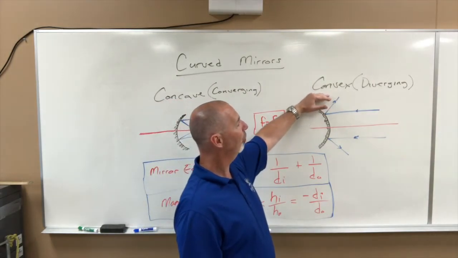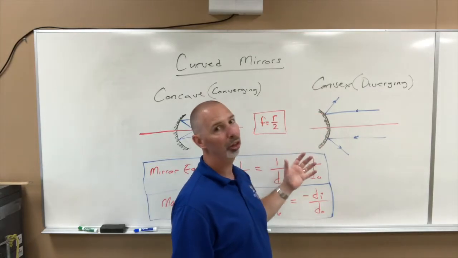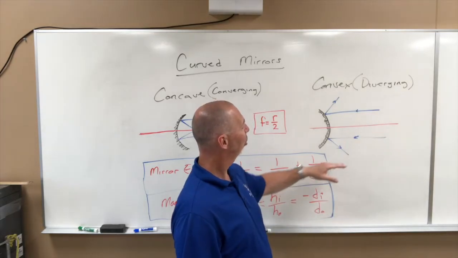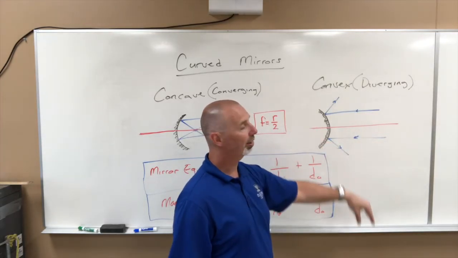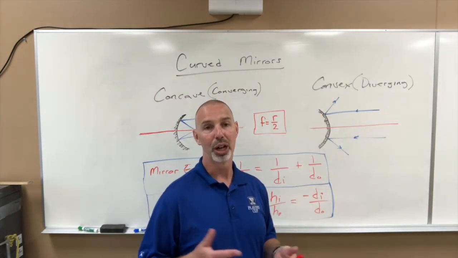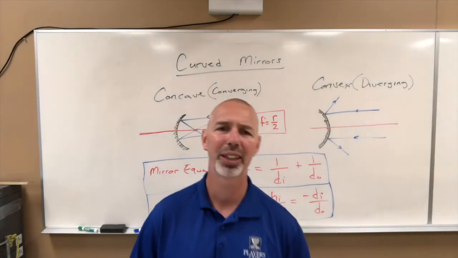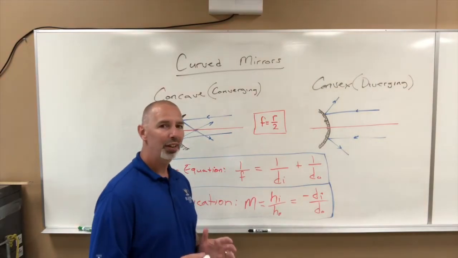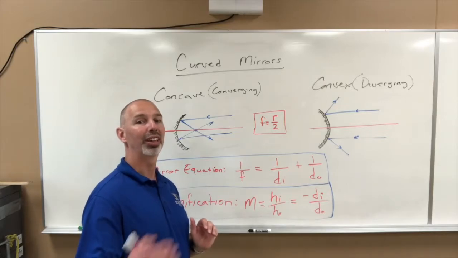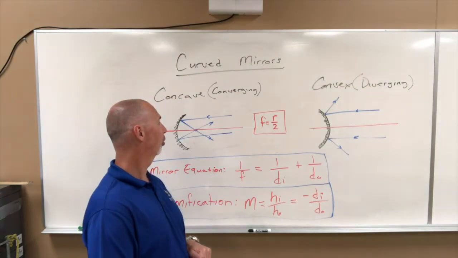Over here we have a convex mirror, or a diverging mirror. Again, same spherical mirror, but now the reflecting side is on the outside of the circle. The rays come in and get reflected away, but those reflected rays diverge from one another. To diverge means to get further and further apart. So that's the simple difference between them. In a concave mirror, the reflecting surface is on the inside of the circle, whereas on a convex mirror, it's on the outside of the circle.